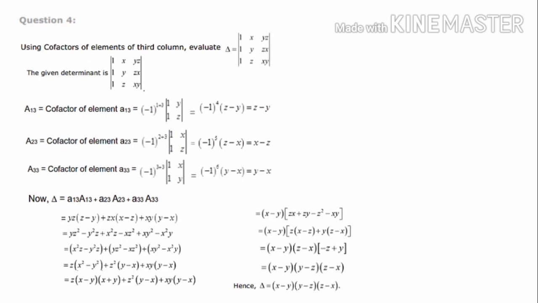Therefore, delta, the value of the given determinant is x minus y into y minus z into z minus x. So this question, when you go through this entire portion, you may feel it is difficult because of algebraic expansions and all. You can try it in some other format also, it's not a problem. Which one you feel is easy, that method you can follow.